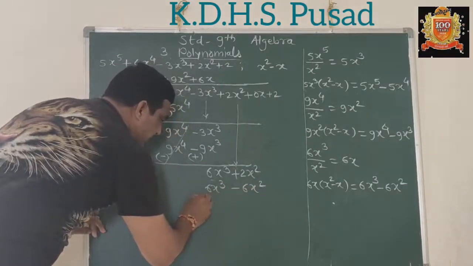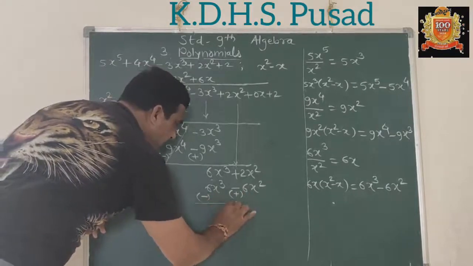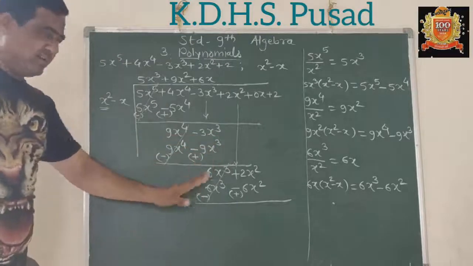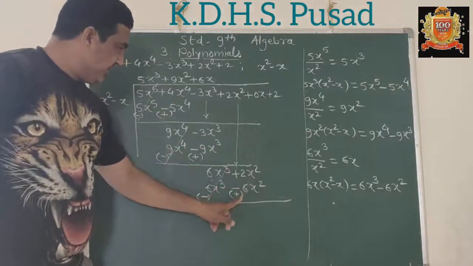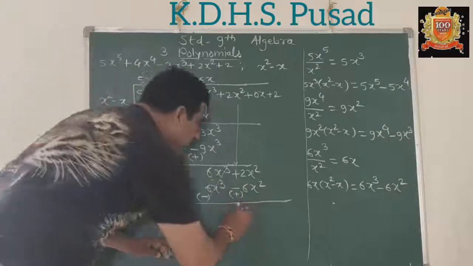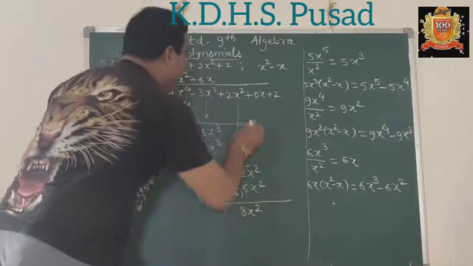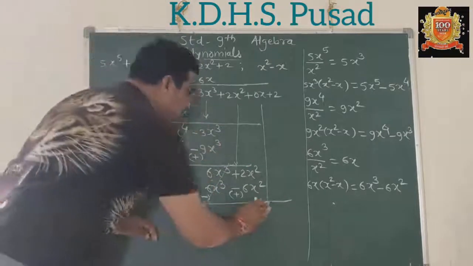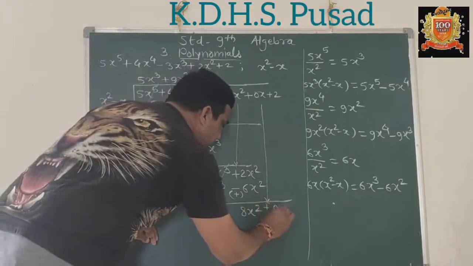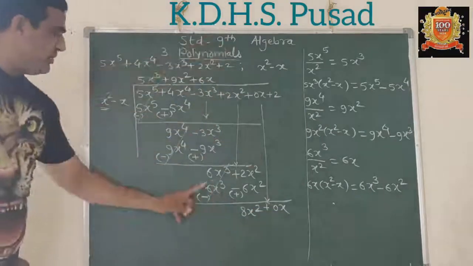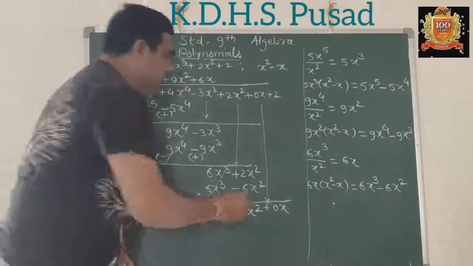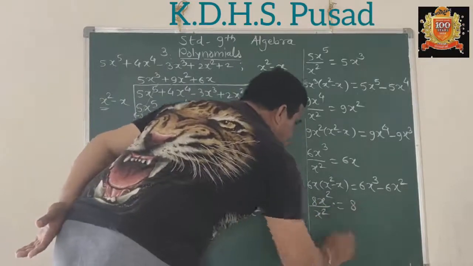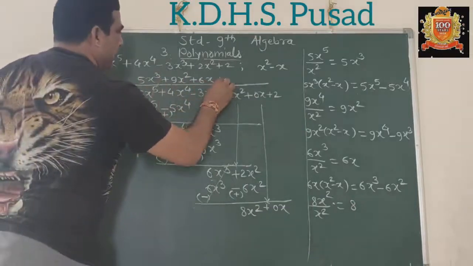Again change sign. This minus, this plus. This term automatically gets cancelled. Plus minus gets cancelled. Now plus 2x squared plus 6x squared, that is plus 8x squared. Now next term below this, that will be 0x. So here plus 0x. Same we have to continue. Again quotient, divide this by this. 8x squared by x squared. So answer is 8. Write this here plus 8.